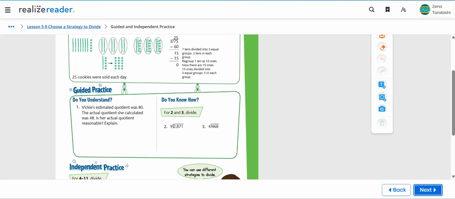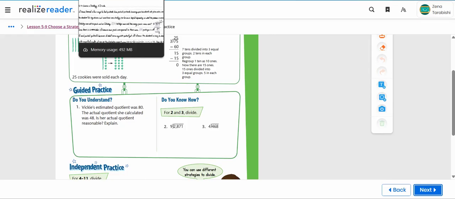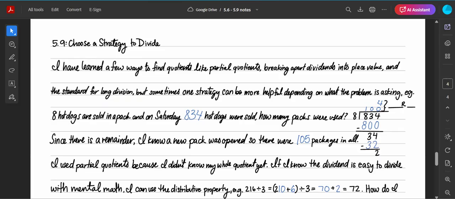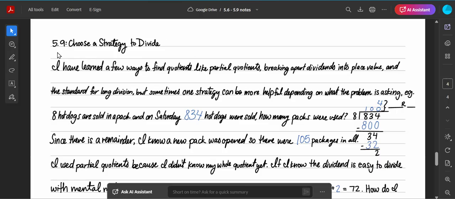I'm using the place value blocks. We're on 5.9. Choose a strategy to divide. I've learned a few ways to find quotients, like partial quotients, breaking apart dividends into place value, and the standard algorithm for long division. But sometimes one strategy can be more helpful depending on what the problem is asking.